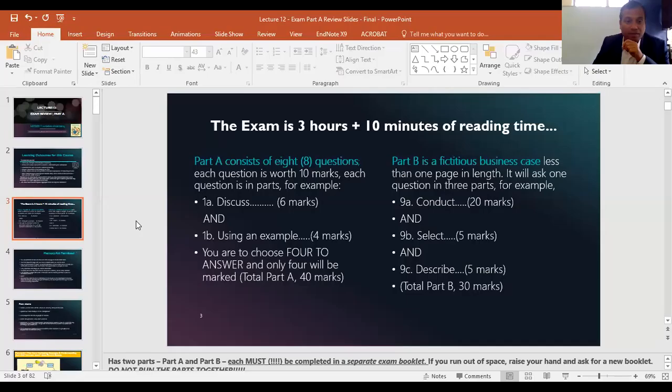For Part A, we only have to answer 4 questions, right? Yes, out of 8, only 4, but 4 including both components A and B. Each question has 1A and 1B, 2A and 2B. So if you choose one particular question, say question two on a topic like pricing, you will have 2A and 2B. You need to attempt both 2A and 2B, maybe six marks and 4 marks. There is no choice in that one.